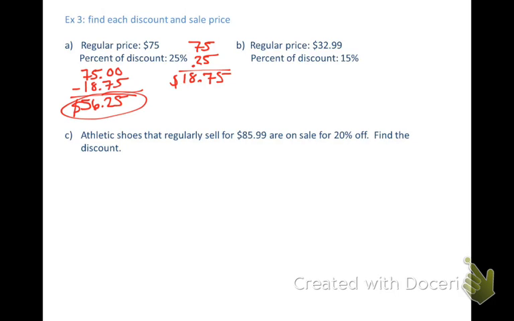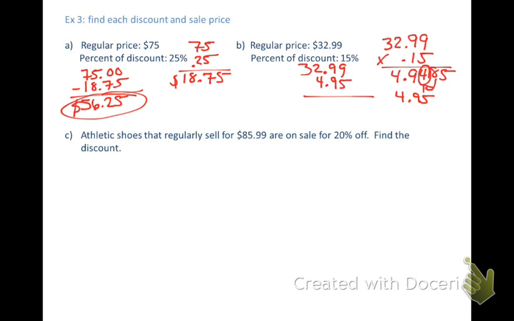Okay, B. So we have $32.99 times 15%, and it's $4.9485. Wow. So I'm going to round it to the nearest cent. So I'm going to round it here. 8 is bigger than 5, so it's going to be $4.95. Subtract it from it. $32.99 minus, oh, oops. I put the 4 in the wrong spot, didn't I? $4.95. And it is $28.04.